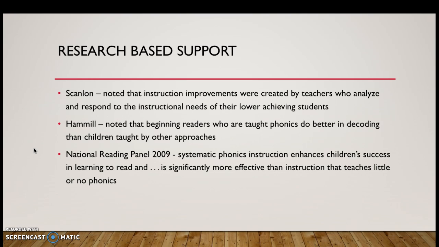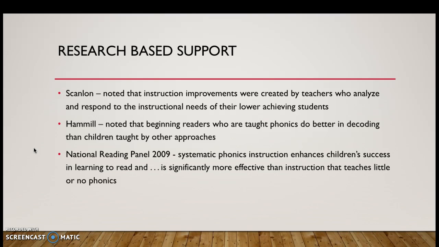instruction, and a couple were noted. Scanlon noted that instruction improvements were created by teachers who analyze and respond to the instructional needs of their lower achieving students. So that's pretty basic information. If you take a look at your students' needs and you attack their needs and you provide instruction based on what their needs are, their achievement gap is going to close significantly faster than if you just stick to teaching them whatever curriculum and resources you have available.